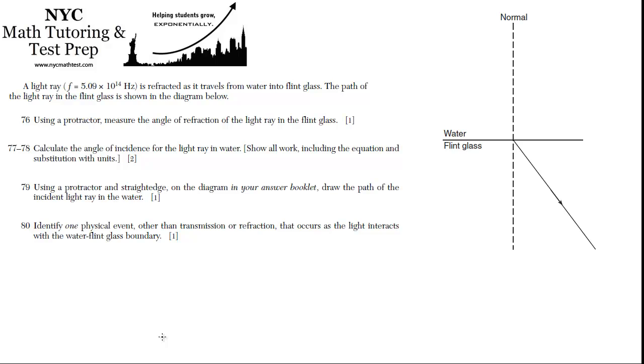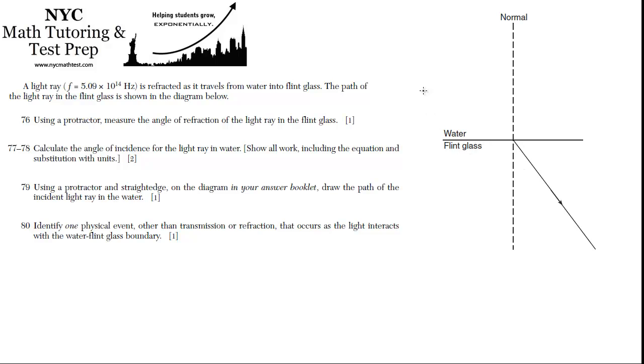Okay, so this is a refraction problem. We have a light ray that's traveling in water, and then it goes into a different medium. It goes past this interface into flint glass. So depending on the relative indices of refraction for water and flint glass, it's going to either bend toward the normal or away from the normal.